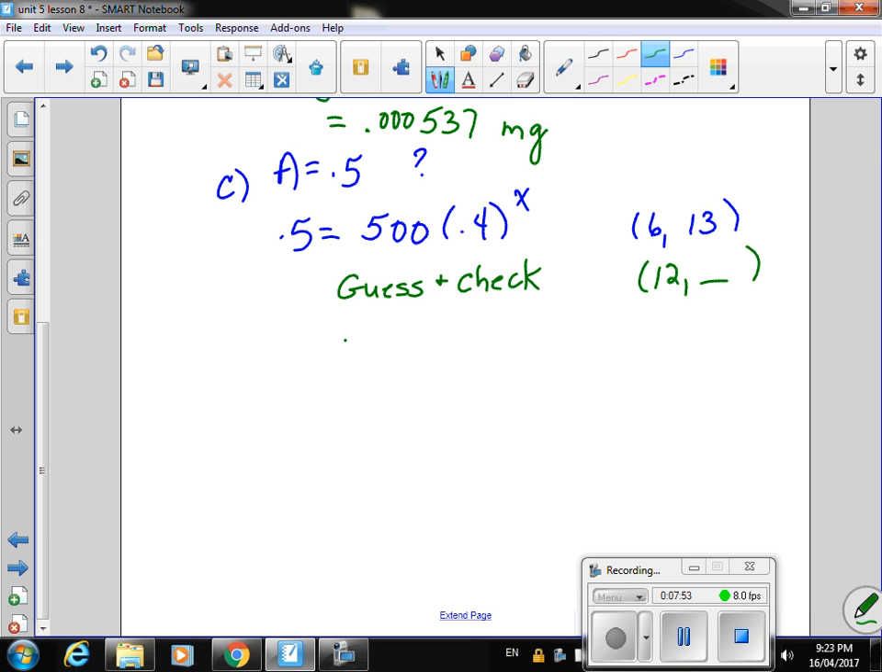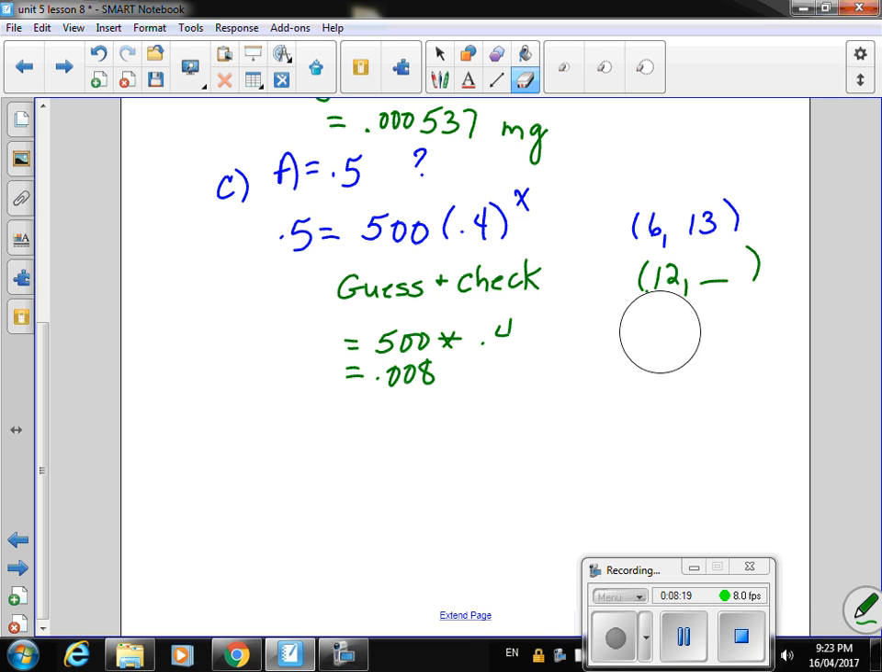So let's see what I get. 500 times 0.4 to the 12. Let's see if I get this answer that I think I'm going to get. 500 times 0.4 to the 12 is 0.008. Way too small. I wanted 0.5. So let's change my guess to 10. 0.4 to the 10.